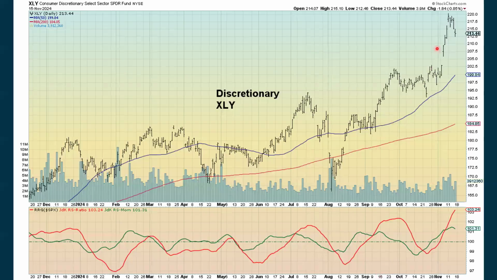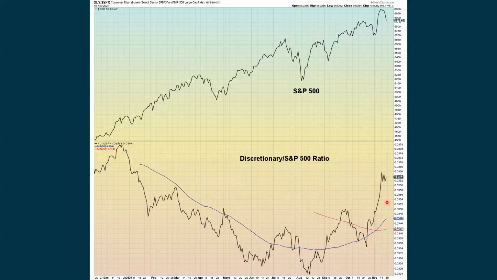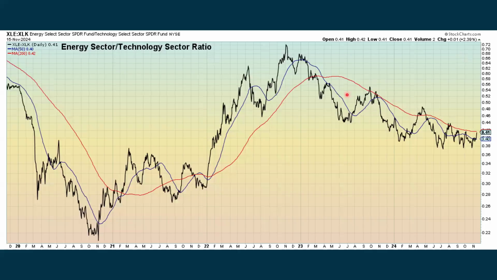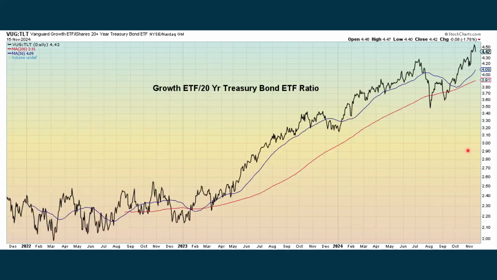Discretionary still looking pretty good, one of the stronger areas recently all by itself, and showing an improvement with a recent golden cross here when we look at the ratio with the S&P. Semiconductors, not looking all that good here. Actually getting ready to see a death cross. That could be more negative. And we look at the energy sector to tech. Now, energy's been bouncing back lately, but longer term, it's still underperforming the tech sector.